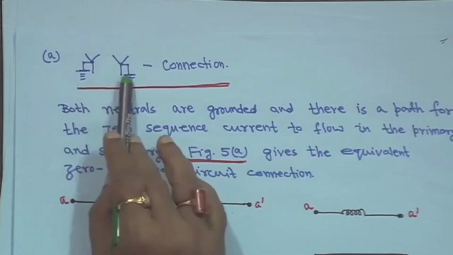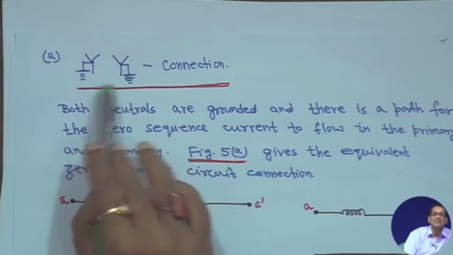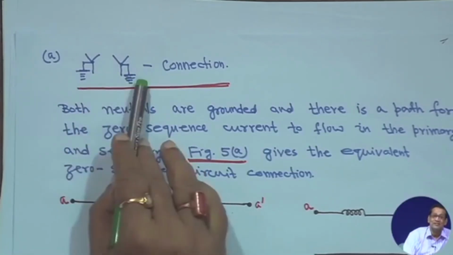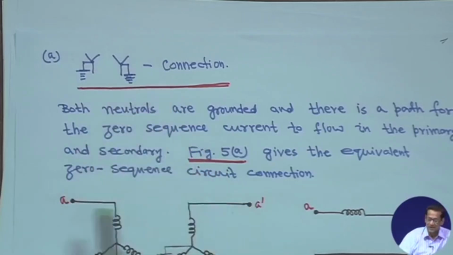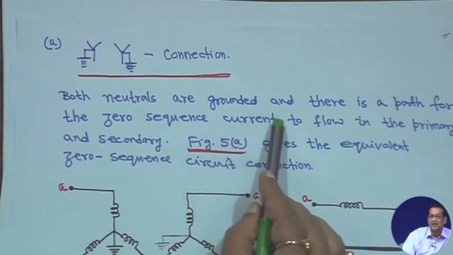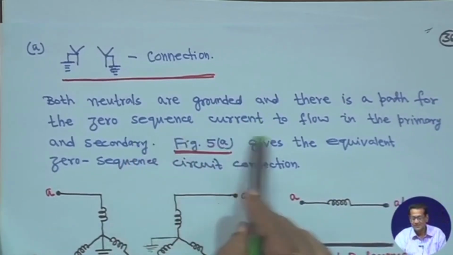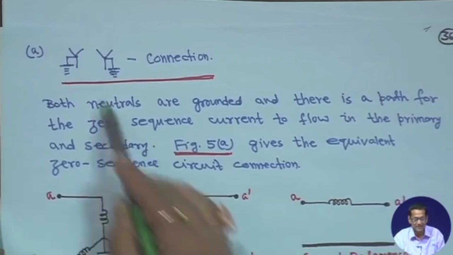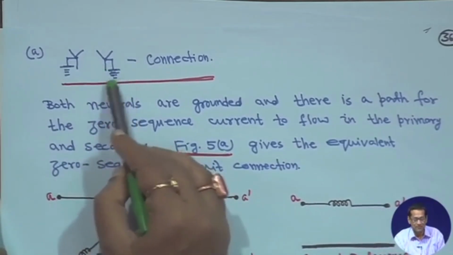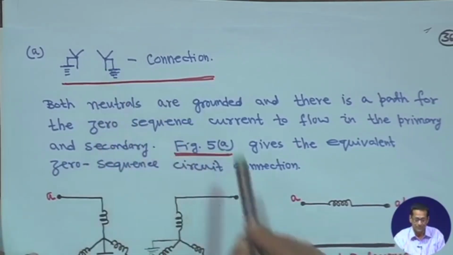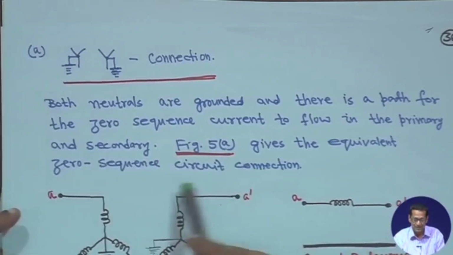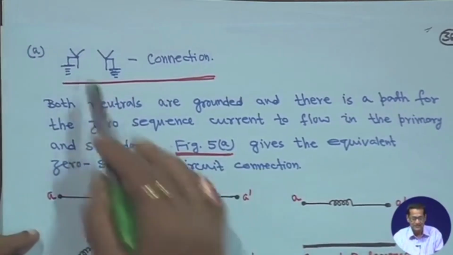So, for the transformer case, for example, consider a star-star transformer where both sides are grounded. As both neutrals are grounded, there is a path for the zero sequence current to flow in the primary and secondary. Figure 5a gives the equivalent zero sequence circuit connection. Now, this is star-star.